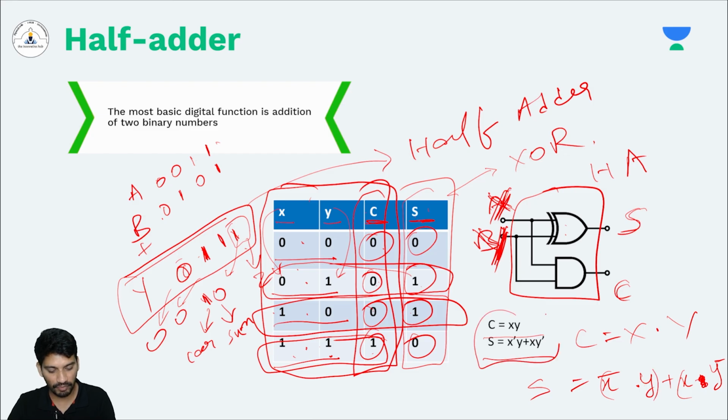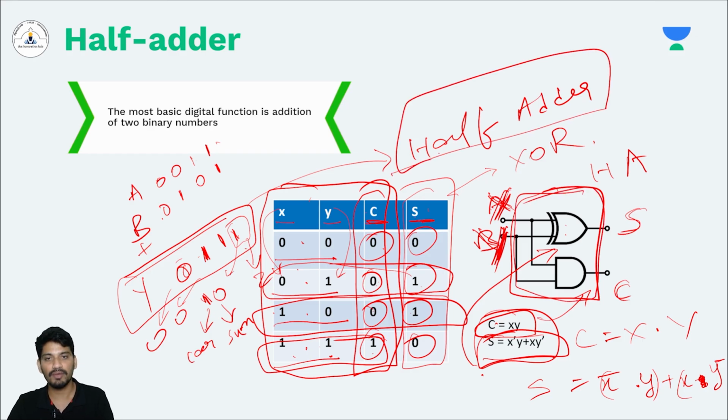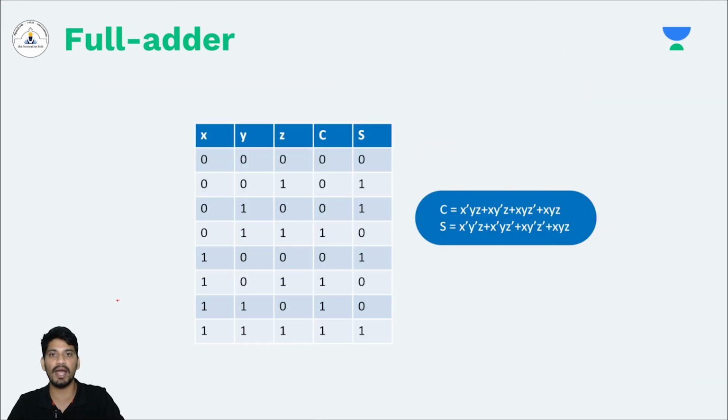So this is the expression of carry and sum, and we already know what gate is required to generate carry, it is an AND gate, and what gate is required to generate sum, it is an XOR gate. Simple, right? With these two basic logic gates, we implemented a half adder. Very interesting. Let's see what is a full adder.